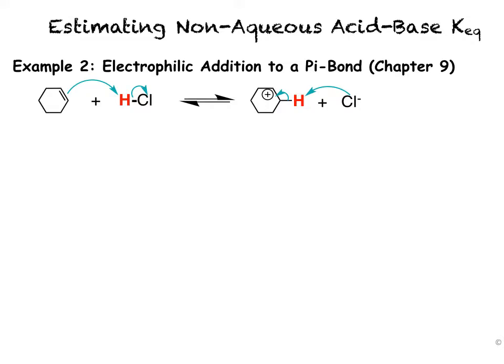By now, those arrows you should be able to draw just based on what the starting materials and products are. So the pKa of the acid on the left is -7. The pKa of the acid on the right, we don't know what the pKa of that acid is.